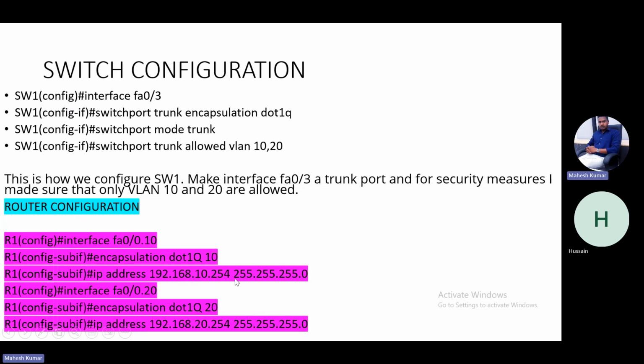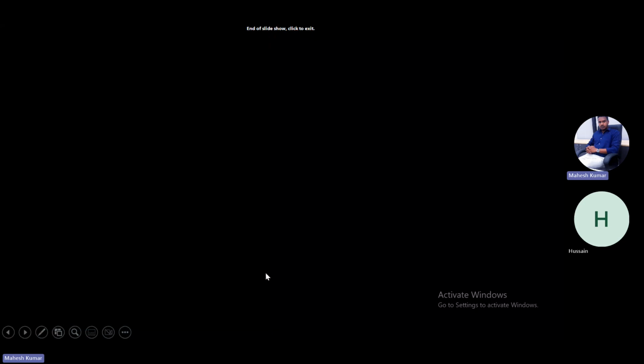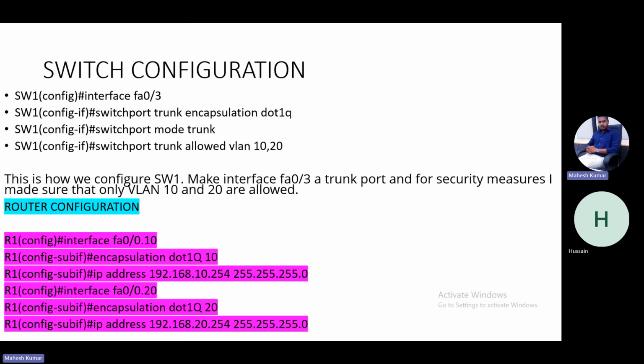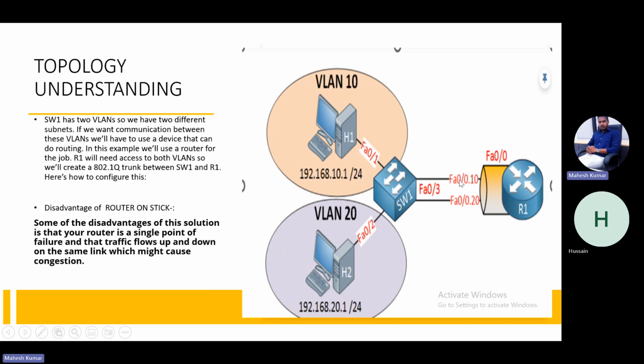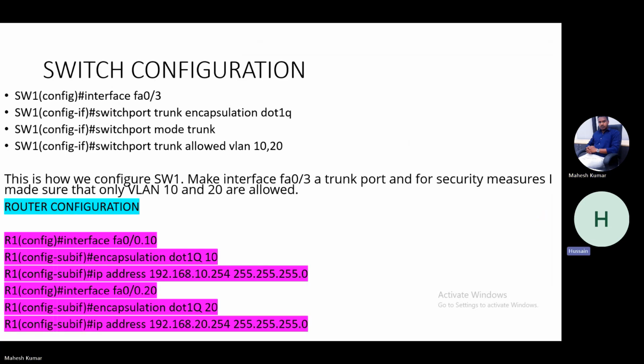IP address 192.168.10 dot... What is the IP? Just a minute. We need to change this IP, 10.1 or 10.2. In our case, in the desktops we have 10.1 and 10.2. You can give the gateway as 10.100 or 20.100, anything you can use.